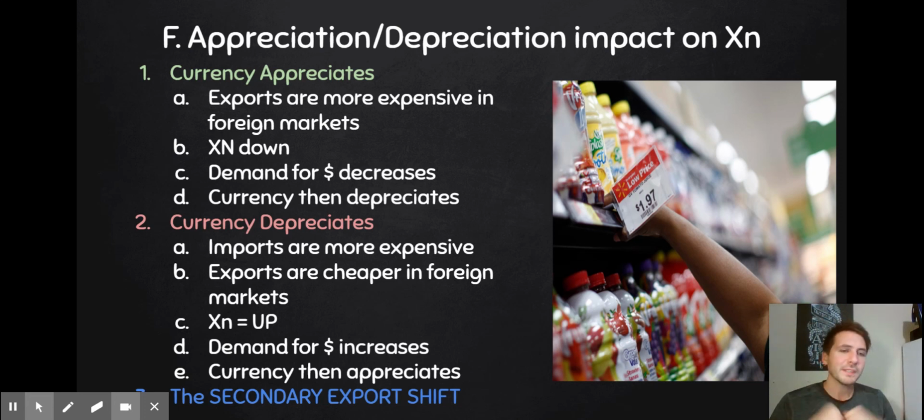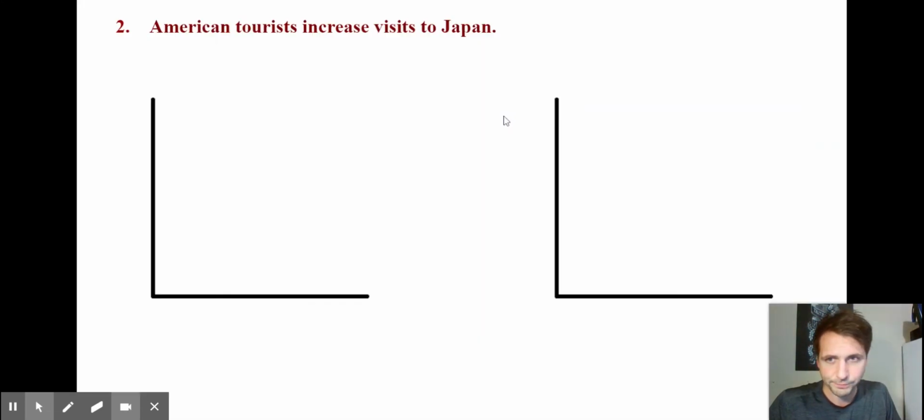So remember, this export shift is always secondary, right? First is the original appreciation or depreciation. Secondarily is the impact on net exports, aggregate demand, and GDP. And then know that if you keep on going down that line, in the long run, your currency will stabilize.